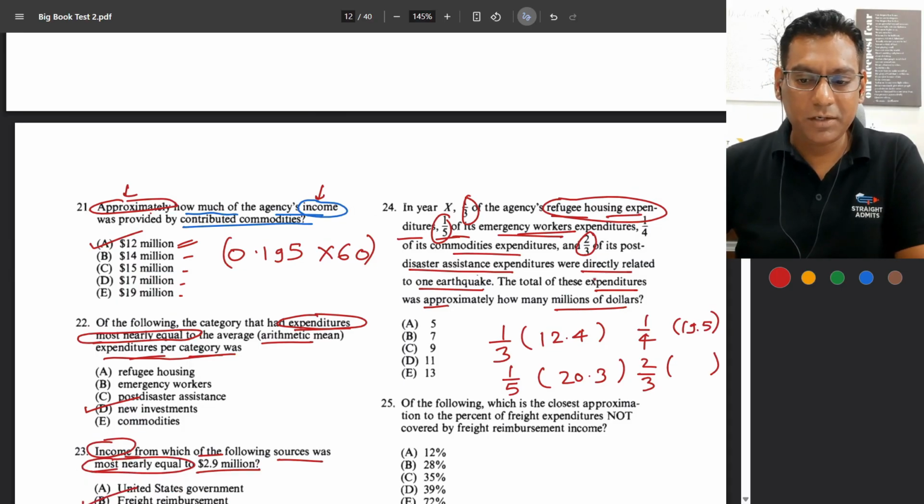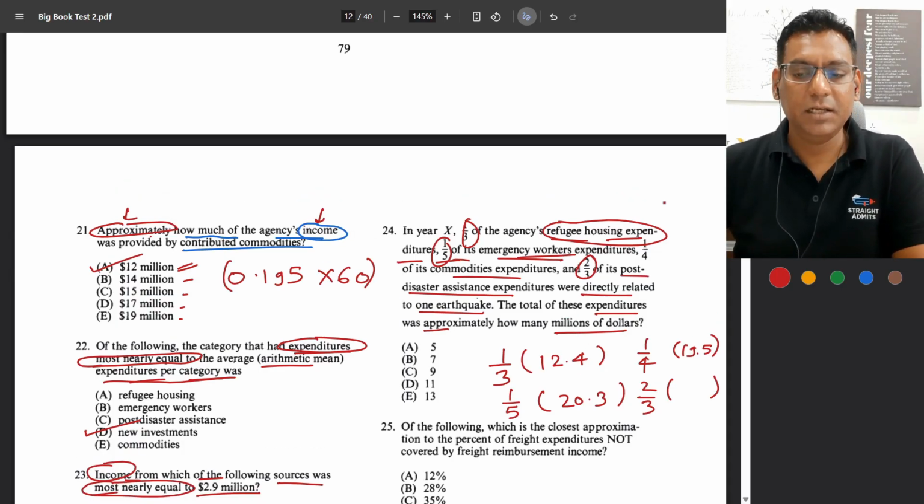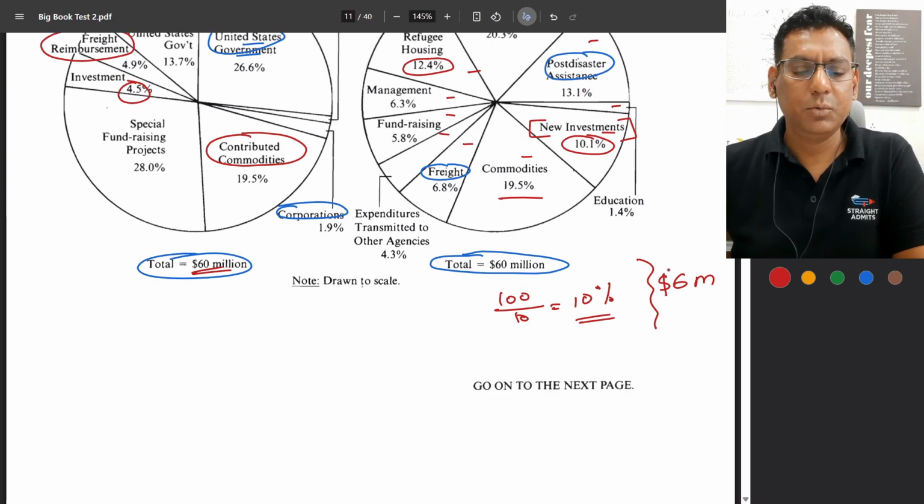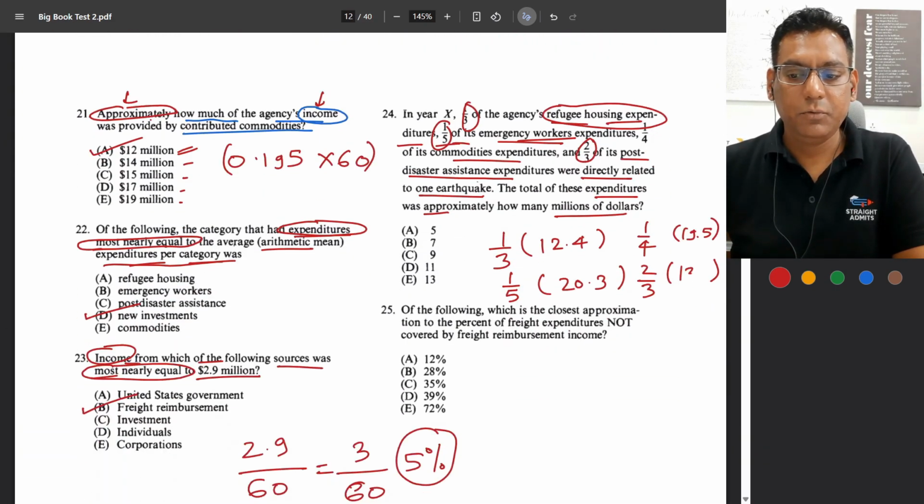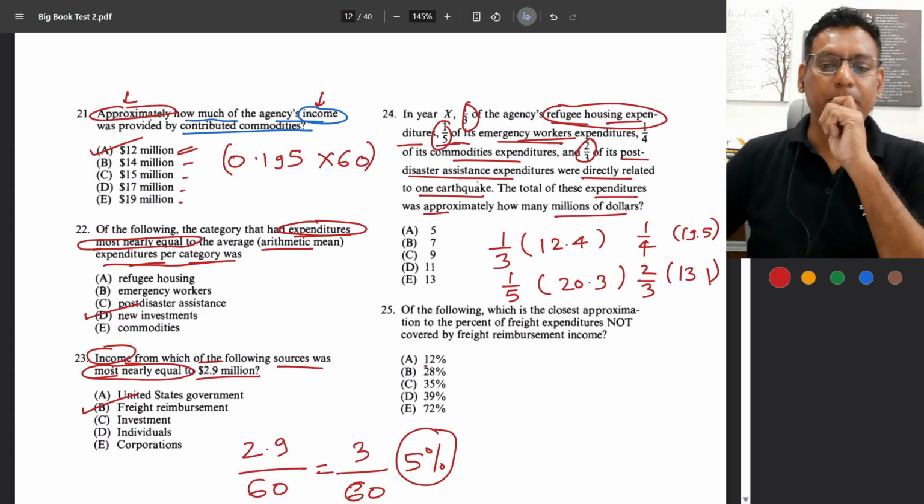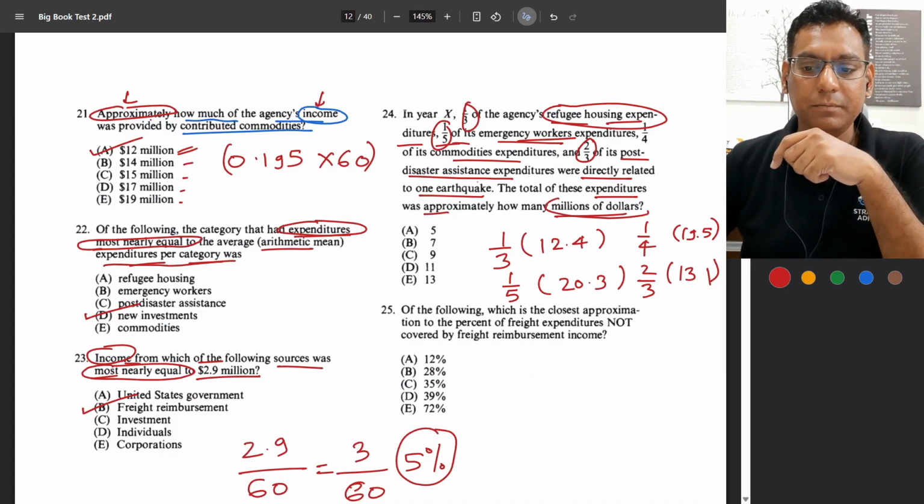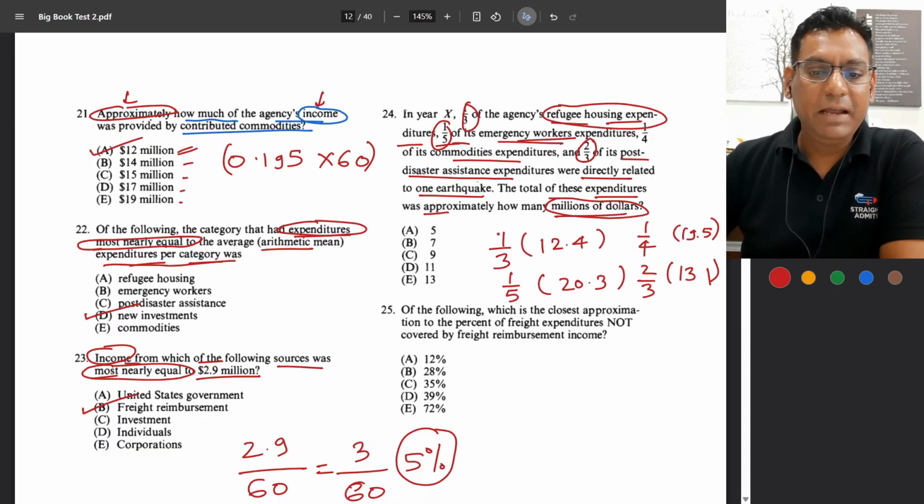Some of these terms you will not remember, so just be very careful. Post disaster. Okay, what is post disaster? 13.1. Now we'll have to add these all up to get some percentage, and then we will convert it into millions of dollars. Anyway, we have to do approximately.